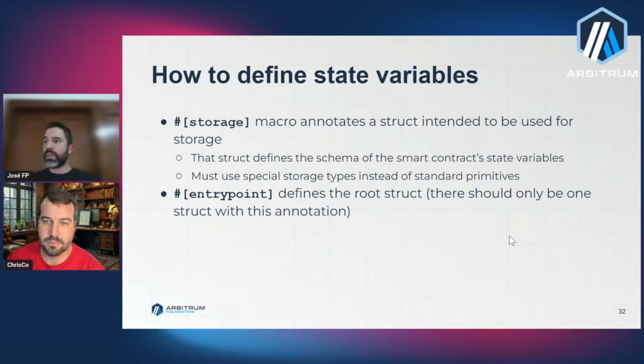Okay, and then we use the entry point macro to define that struct as the root struct. We are telling Stylus here that the execution of the contract starts there in that struct.